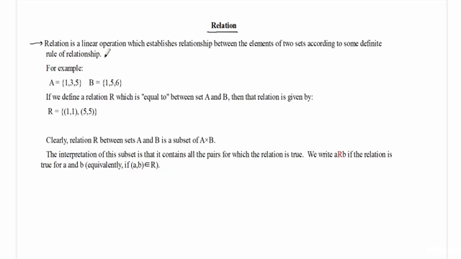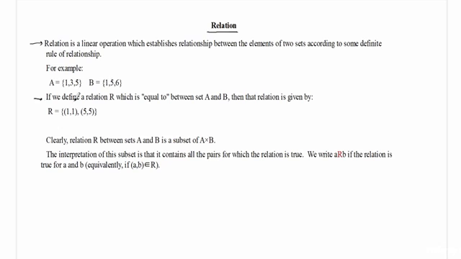rule of relationship. Let's say for example we have two sets here, set A which has elements 1, 3 and 5, and set B which has elements 1, 5 and 6. So a relationship R between A and B will be such that it will relate the elements of the two sets in some way. That will be the relation.